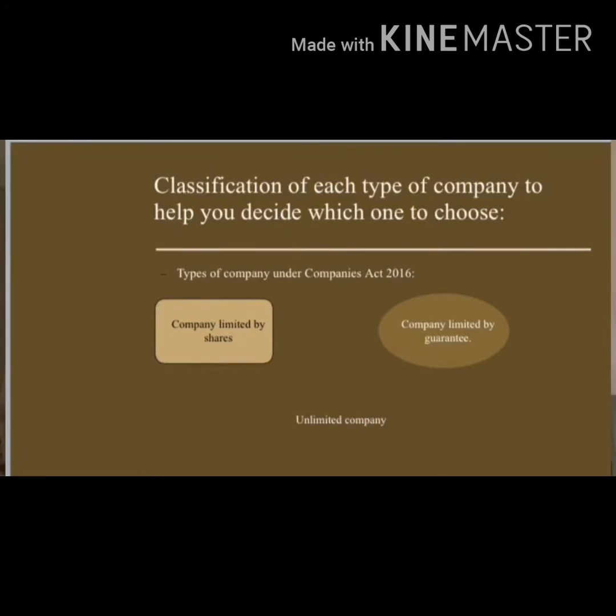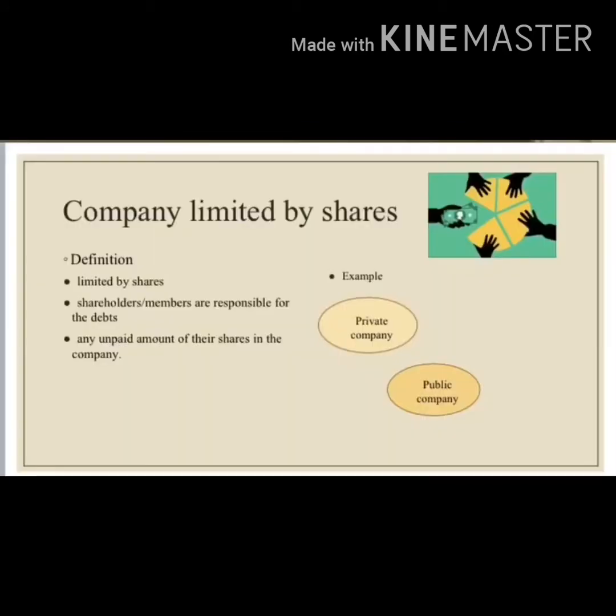There are three main types of companies that can be incorporated under the Companies Act 2016, namely company limited by shares, company limited by guarantee, and lastly unlimited company. First and foremost, company limited by shares. A company is limited by shares if its shareholders or members are legally responsible for the debts of the company to the extent of any unpaid amount of their shares in the company. For example, it can either be a private company or a public company.